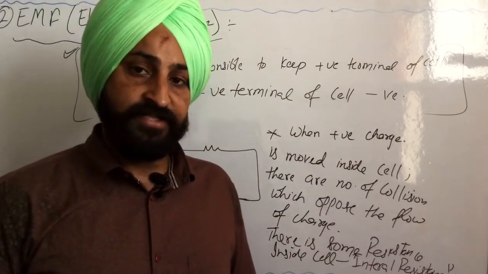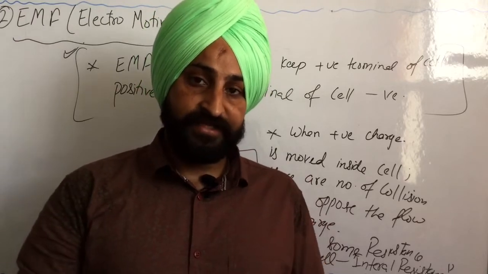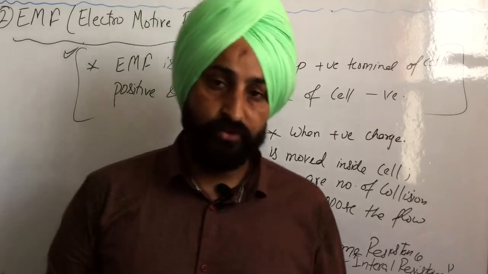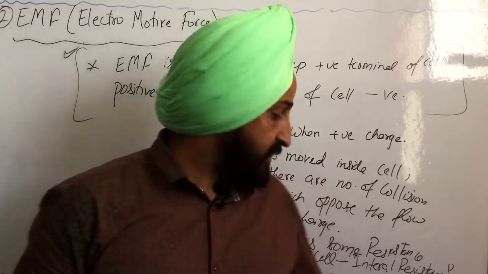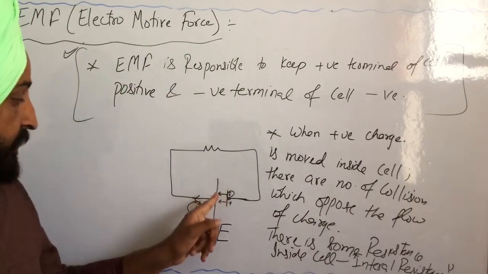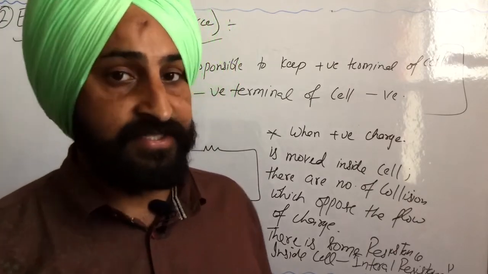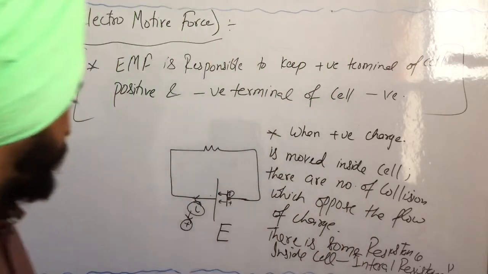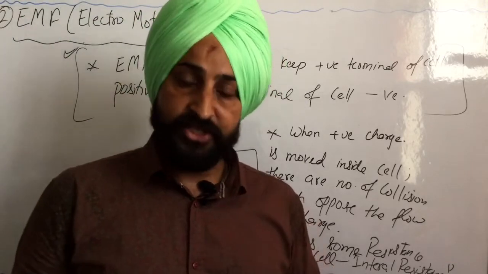So what is internal resistance? When charges try to move inside the cell, they undergo a number of collisions. Due to those collisions, the resistance offered to the flow of charges is called internal resistance. So this was your external resistance, and at the same time there will be some resistance inside your cell, and that resistance is called internal resistance. Fine. Now due to this internal resistance, there will be some potential drop.